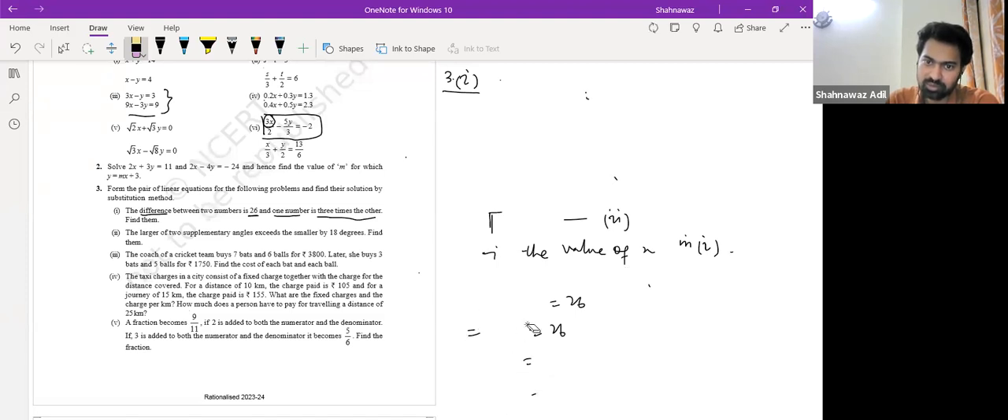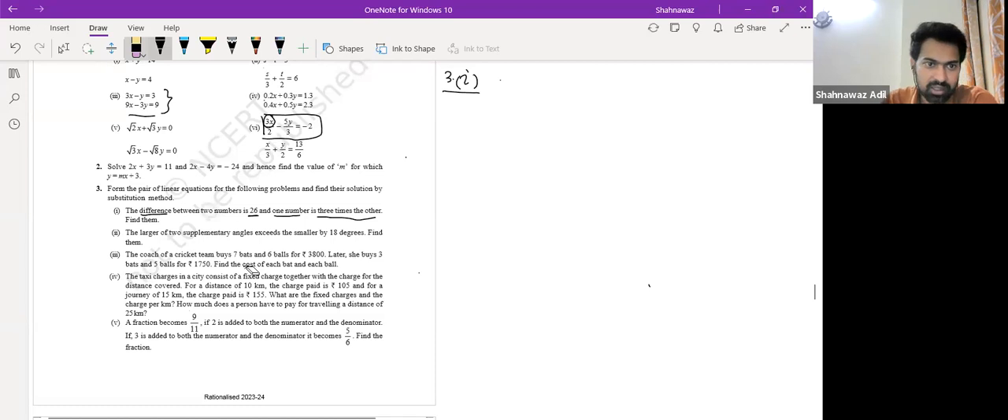Yeah, the larger of two supplementary angles. So this is the crucial information. Supplementary angles. So what are the supplementary angles? What do we mean by supplementary angles? Do you remember the angles: complementary, supplementary, obtuse, acute, all those types of angles?